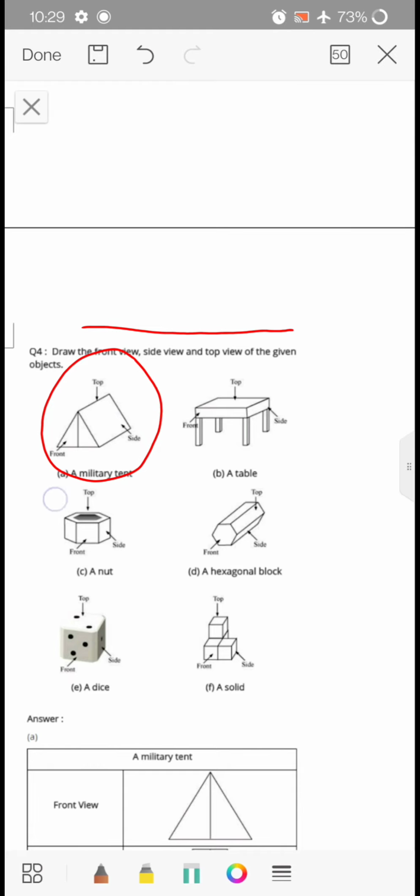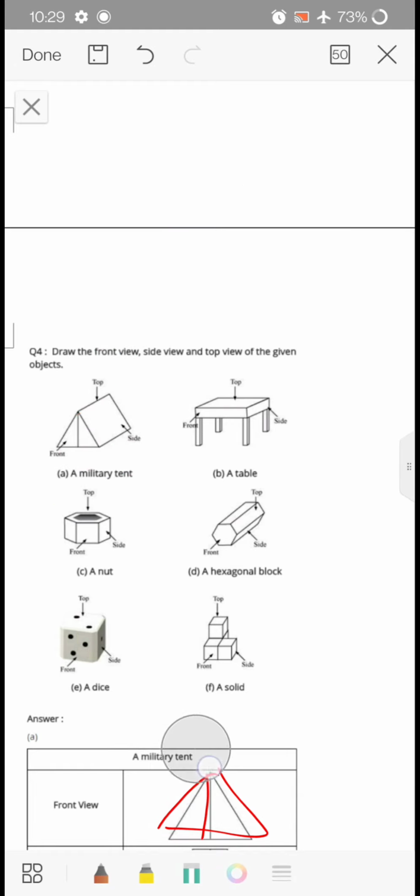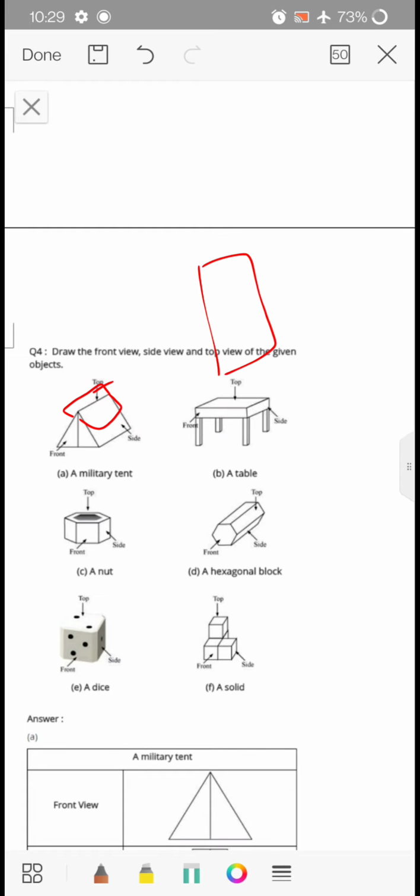If you look at the tent from the front, then you will find this triangle with a line in the middle. So this is the front view and this is how you have to draw the front view. Similarly, if you look at it from the side, then you will see this kind of shape. So you will draw the shape like this. And similarly, if you look at it from the top, then you will find this kind of shape. So that will be the shape of the top view. Similarly, you have to do it for the rest of the objects.